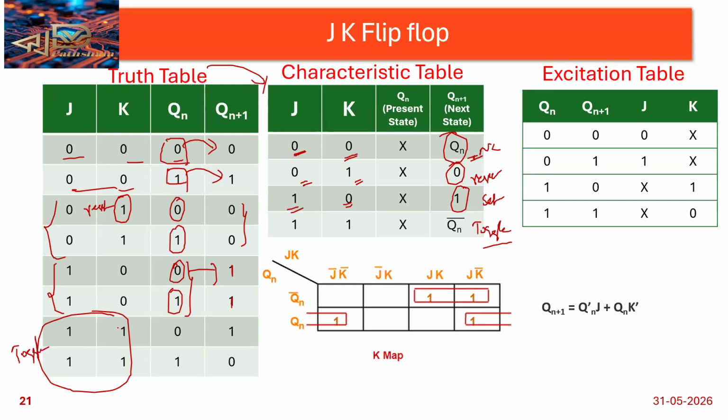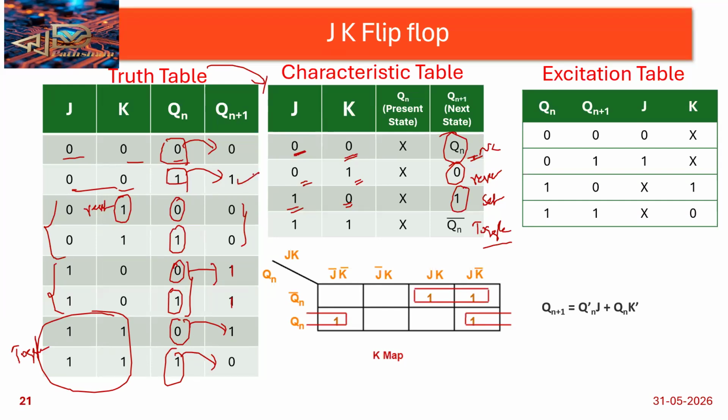And then 1 1 case, this is the toggle condition. During this toggle condition, Qn is 0, then Qn plus 1 is Qn bar. So 0 will be converted to 1 and 1 will be converted to 0 here. Toggling condition. Then check where we are getting ones in Qn plus 1.